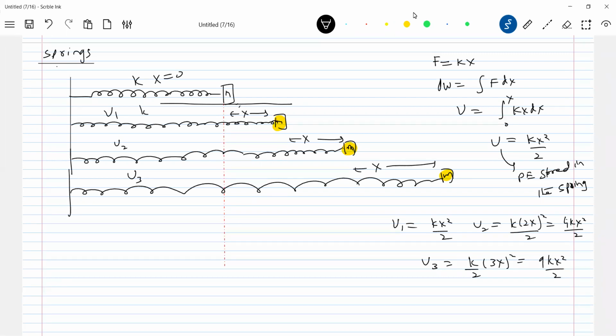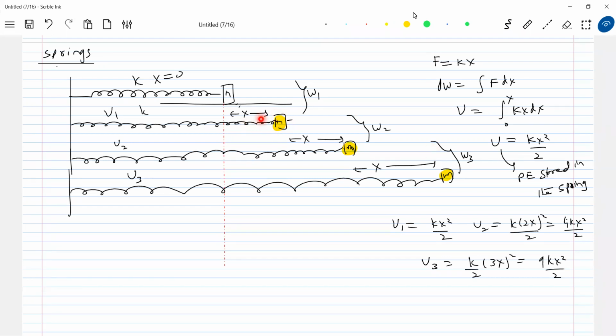From where? Who will pull this block? An external agent. So let me bring that in. The external agent does work W1. Next, the external agent will pull, W2. Again the external agent will pull, W3. So who is the external agent? Myself. I'll hold one end of the block here and slowly pull it so that the spring gets elongated by x. Then what is the work done by me? W1. Then again, I will further elongate by x. What is the work done by me? W2. I'll further elongate by x. What is the work done by me? Let it be W3.